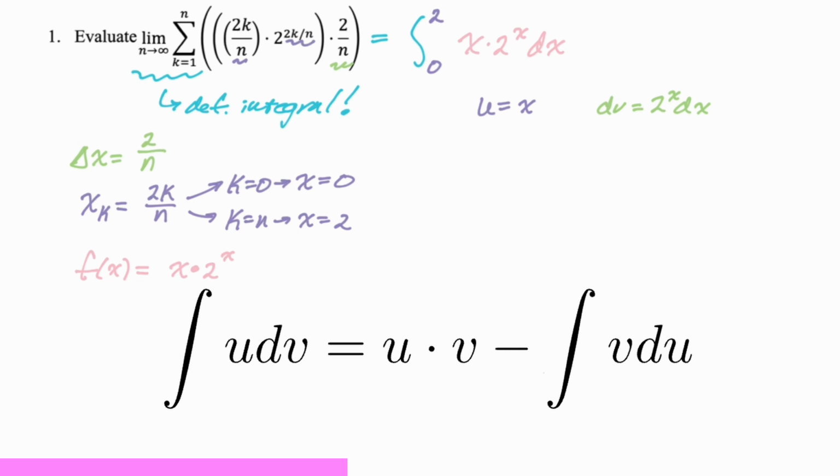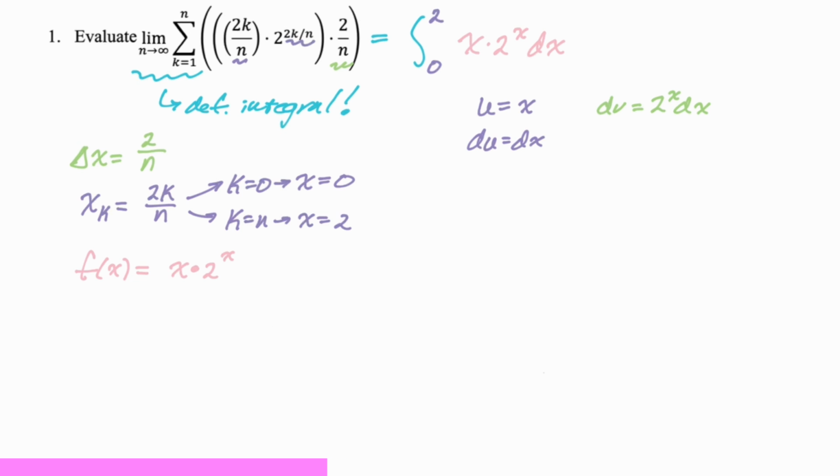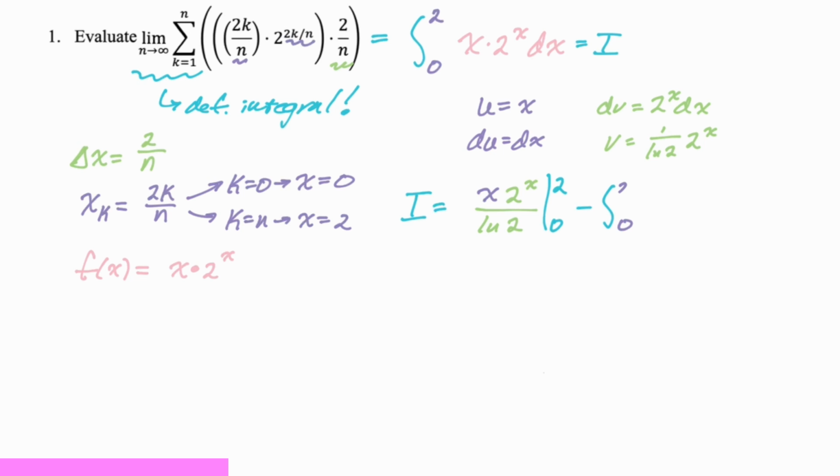I'm going to make u equal x and dv equal 2 to the x dx, which means that du is just dx. And then v, remember, the derivative of 2 to the x is 2 to the x natural log of 2. So the antiderivative is going to be 1 over natural log of 2 times 2 to the x. So our integral, which I'm going to rename I, is going to be equal to uv, which is 1 over the natural log of 2 times x times 2 to the x, going from 0 to 2, and then minus the integral of v du, so 1 over natural log of 2, 2 to the x dx.